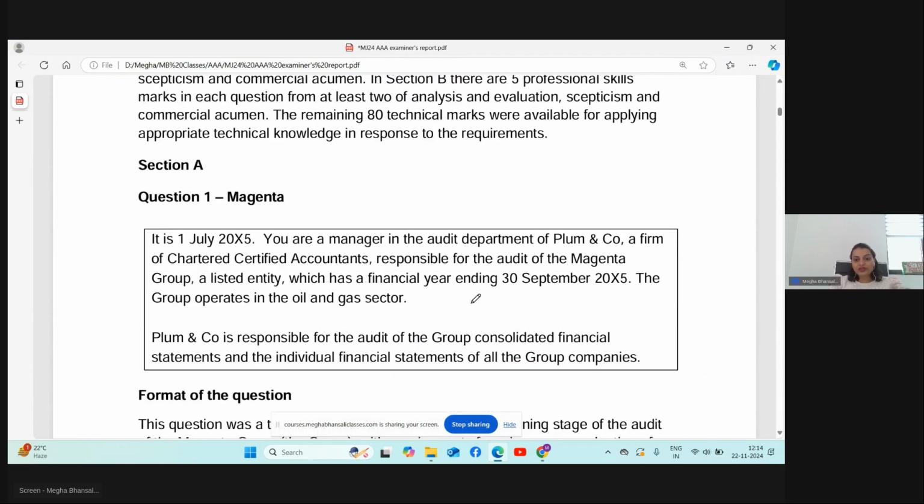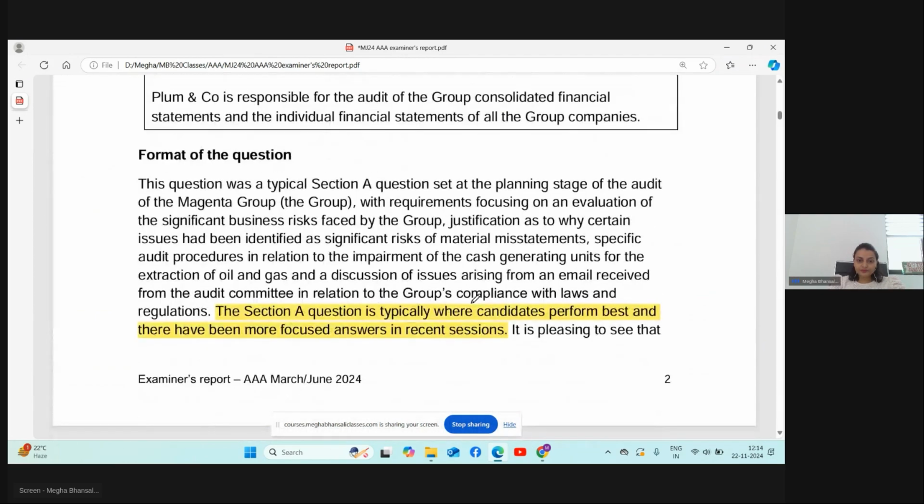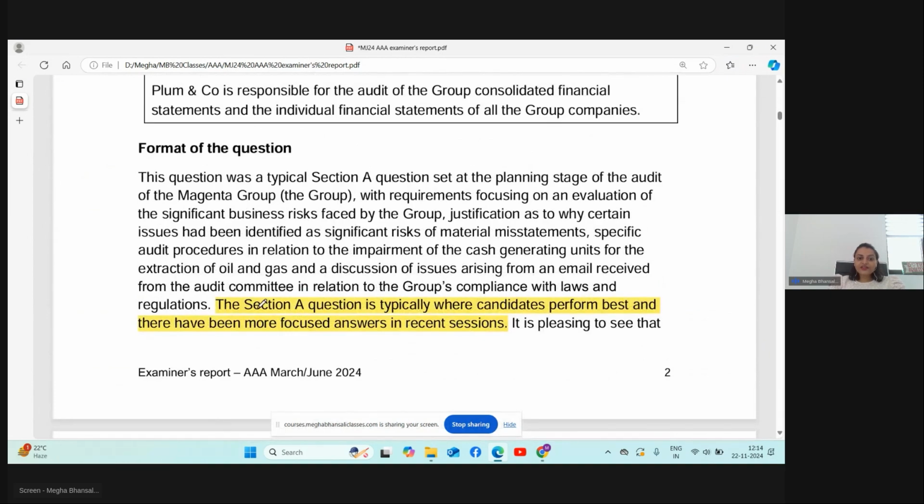Now let's look at what the examiner has to say. It says the section A question is typically where candidates perform best, and there have been more focused answers in recent sessions because it's a very standardized question. If you practice well, you will be able to answer well. They are also saying candidates are focusing on the section A question, so you can also do that.